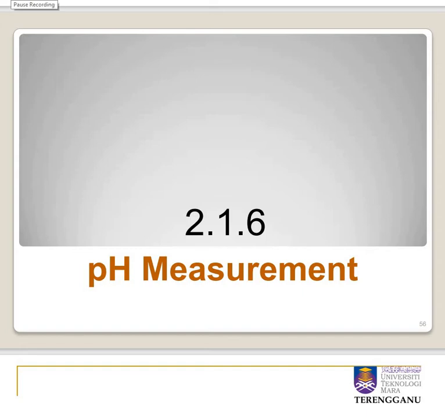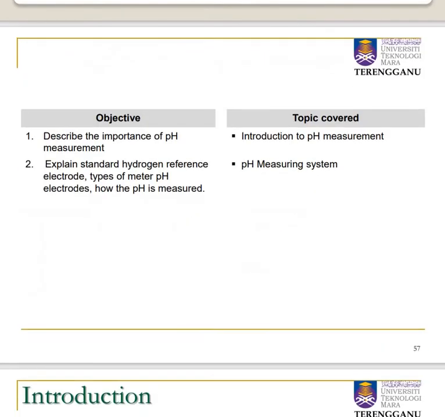Okay, in this video we will continue on the pH measurement, which is subchapter 2.1.6. Okay, let's have a look at the objective and topic covered. So basically the objective is to describe the importance of pH measurement and to explain the standard hydrogen reference electrode, type of meter, pH electrode, and how the pH is measured. In this topic, we will cover the introduction to pH measurement and the pH measuring system.